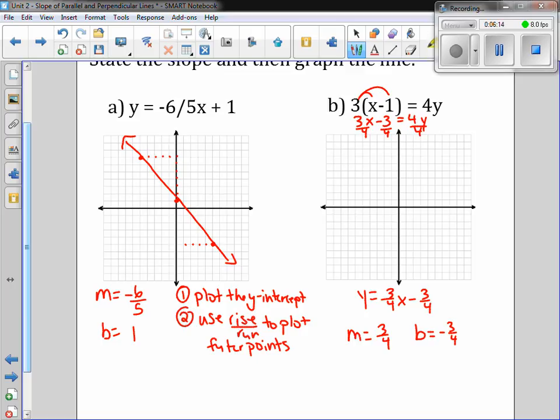So we are going to come 3/4 down, and we are going to rise 3 from there, 1, 2, 3, and run 1, 2, 3, 4. So here's our next point. We're going to rise 1, 2, 3, and we're going to run 1, 2, 3, 4. And then we will connect, creating our line.